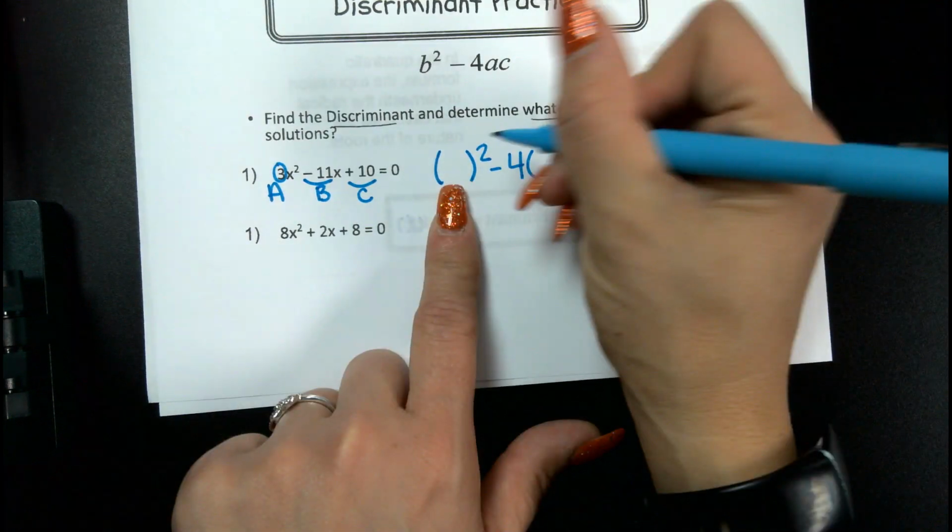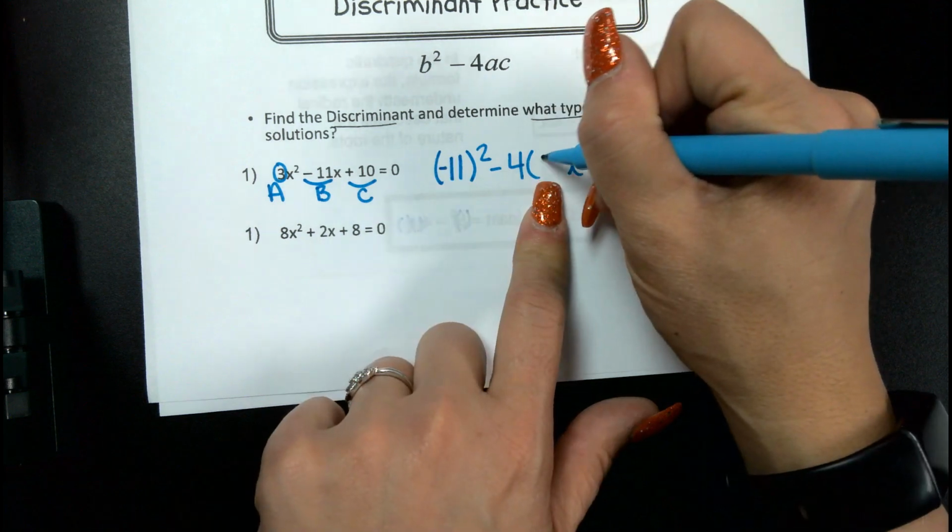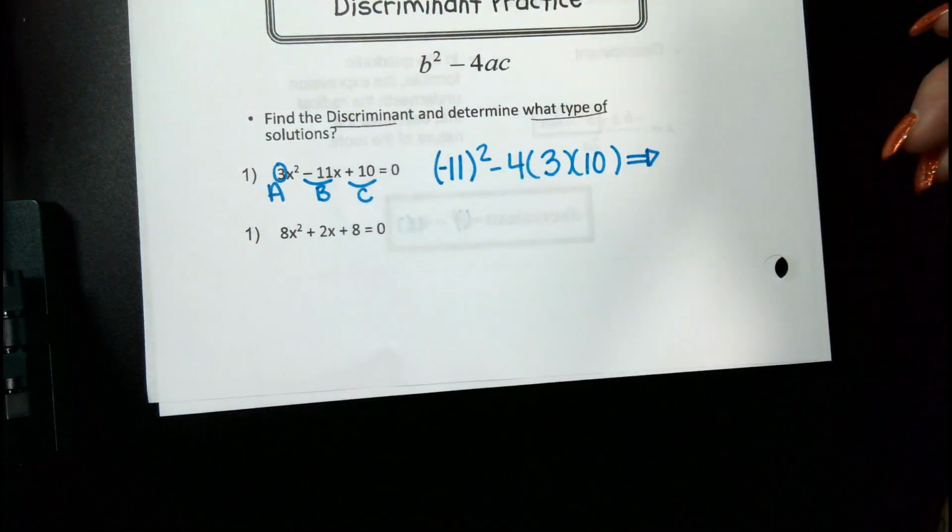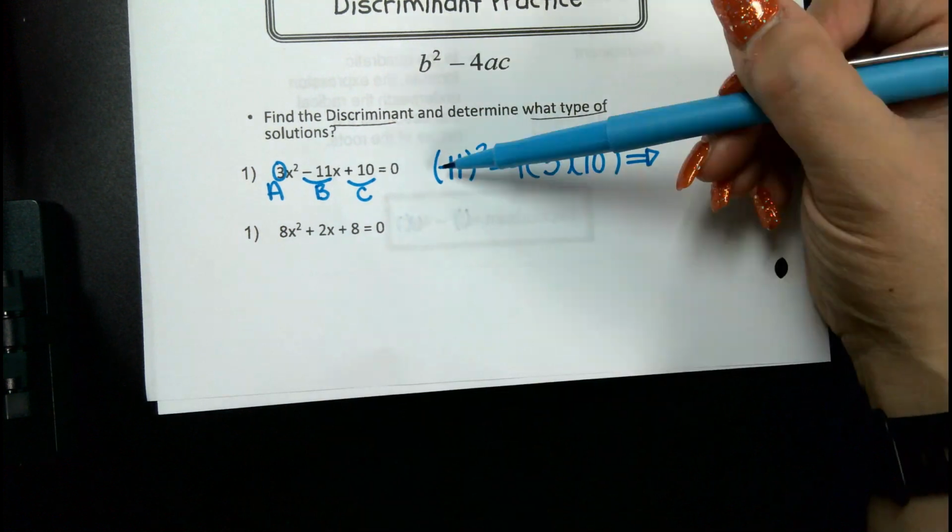We're going to put negative 11. What's A? 3 and C. So you're just plugging this into B squared minus 4AC. Once you write this out, type the whole thing into your calculator at once.